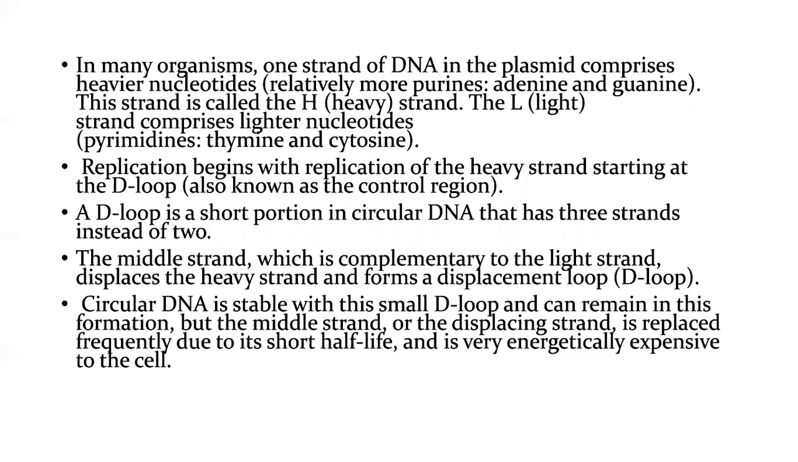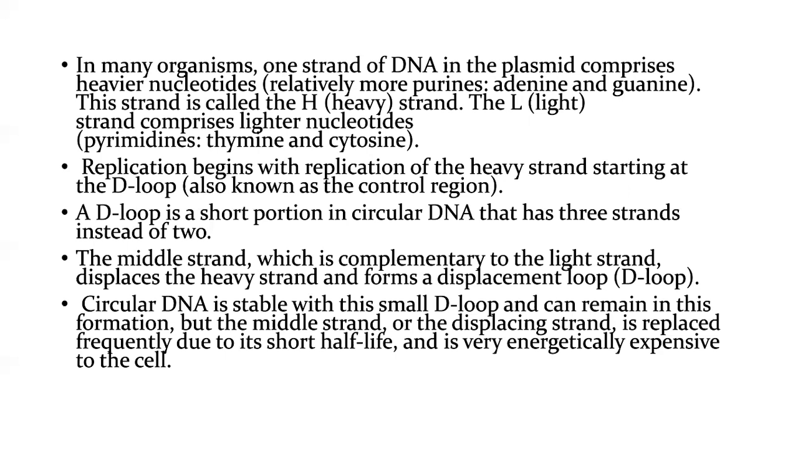So there are two strands: one is the heavy strand or H strand, and the other is the light strand or L strand. The heavy strand comprises purines and the light strand comprises pyrimidines. Replication begins with the replication of the heavy strand starting at the D loop. It is also known as the control region.